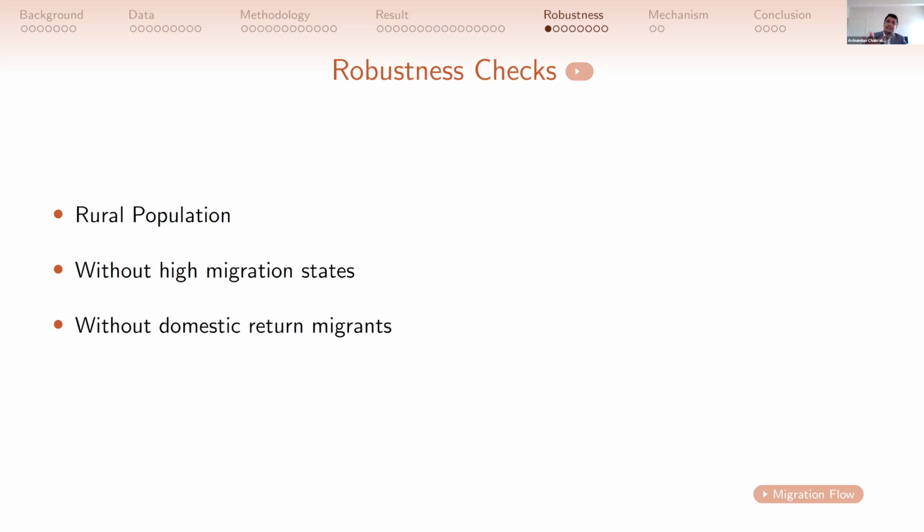In the households that I'm considering, there are both international return migrants as well as domestic return migrants. Now, it might happen that domestic return migrants are also accumulating savings or the human capital accumulation that they have abroad.